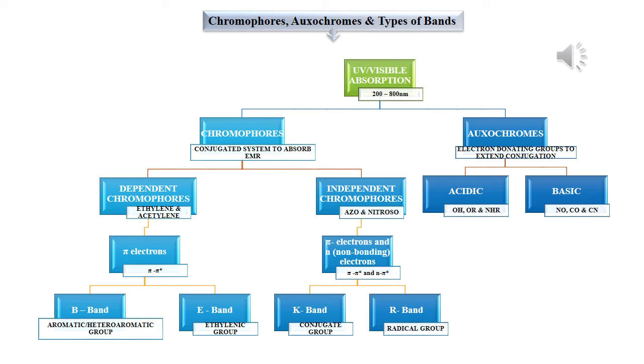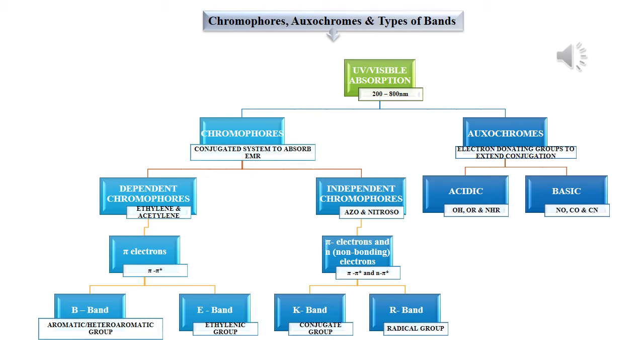It is nothing but a conjugated system to absorb electromagnetic radiation. What is a conjugated system? It is nothing but a double bonded or unsaturated system present in the molecule. How is a double bond formed in the molecule? It is due to electrons, sigma and pi electrons.